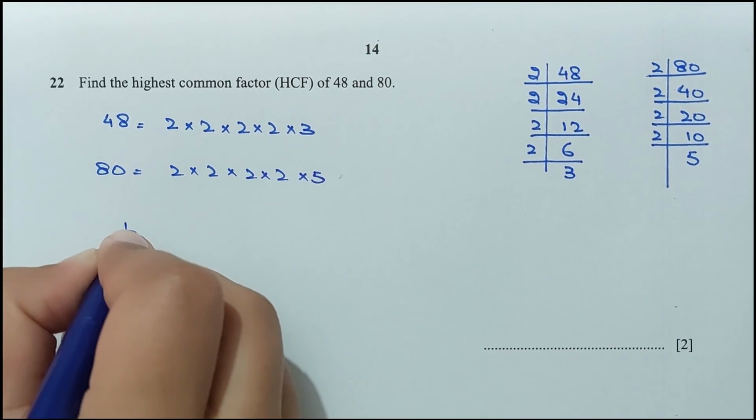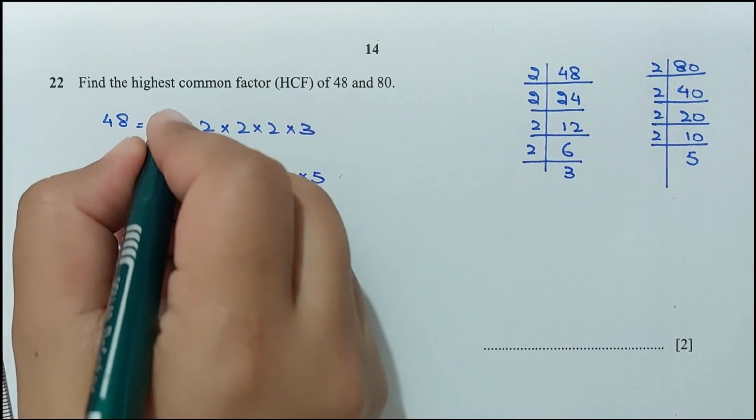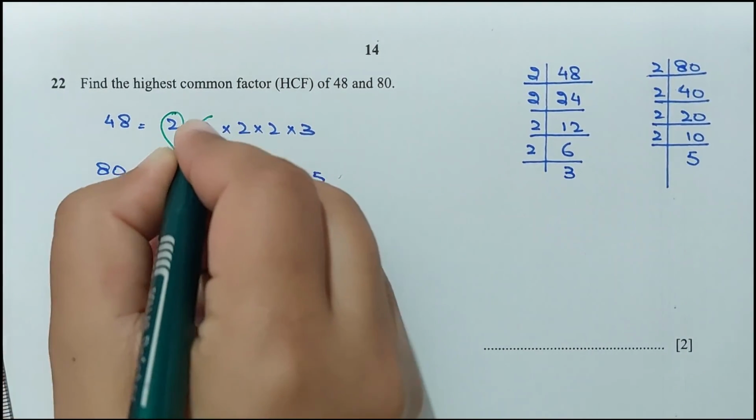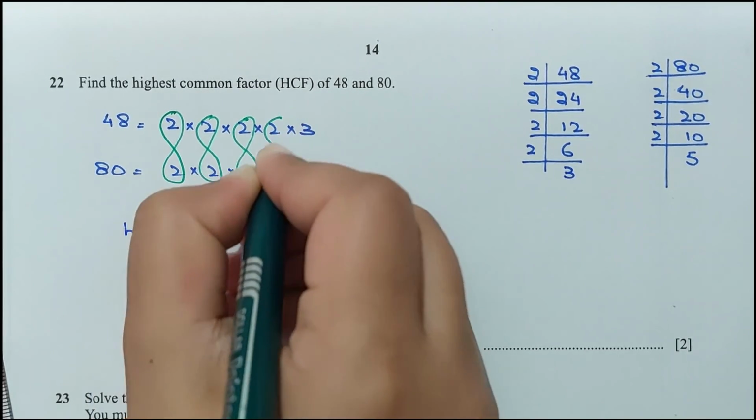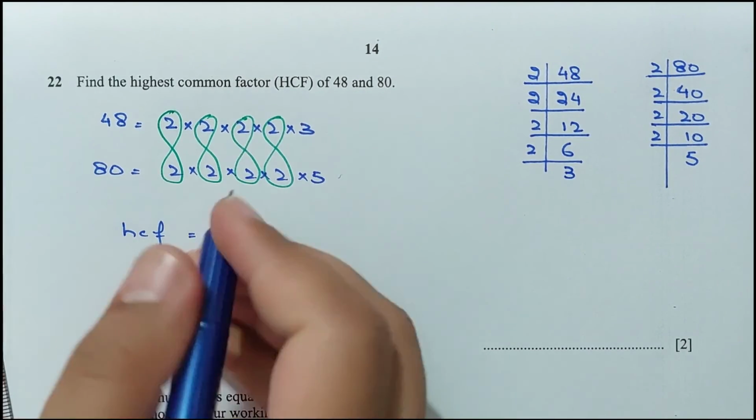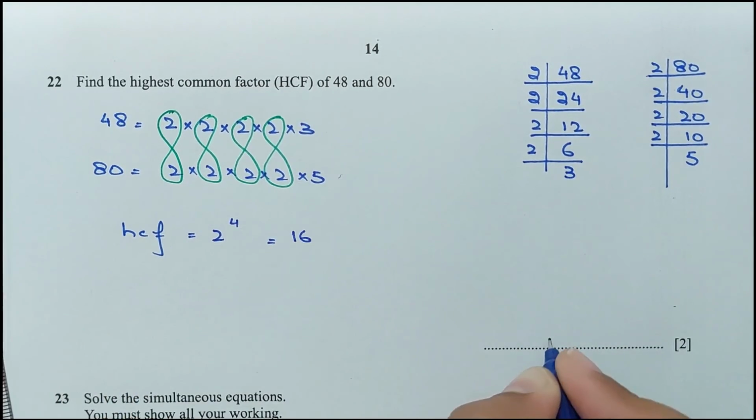Right? The HCF, the highest common factor, is just the common factors. We have to pick which is 2, 2, 2, and 2. These are the common factors. So 2, 4 times. 2 exponent 4 is 16. That is the HCF of the two numbers.